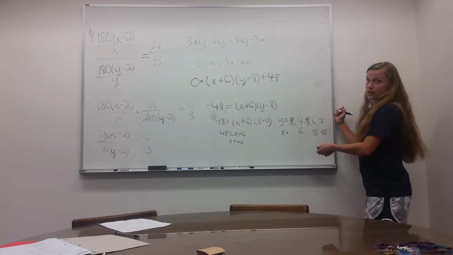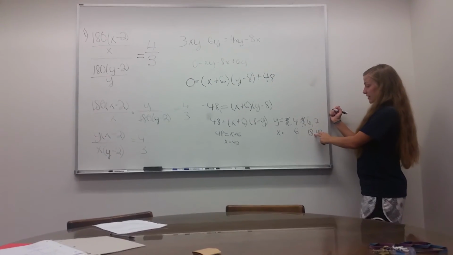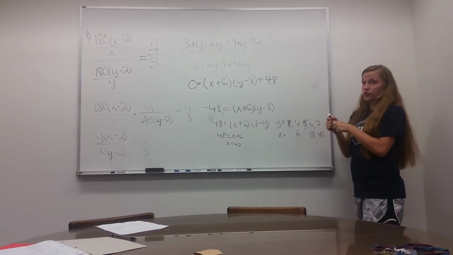So then you have your 3 pairs, which is 4 and 6, 6 and 18, and 7 and 42. So you have 3 pairs.